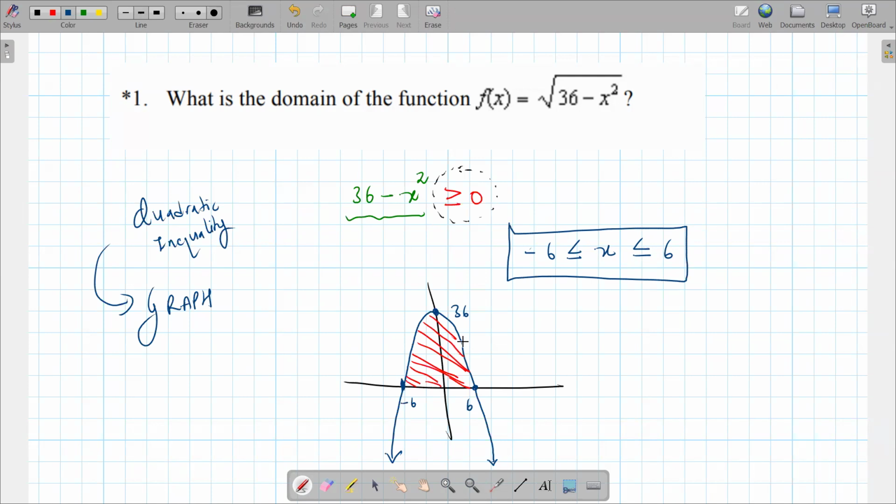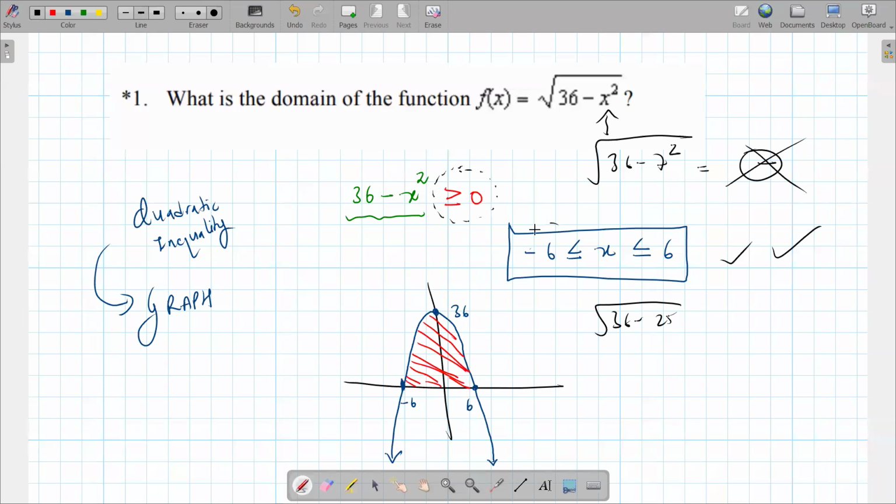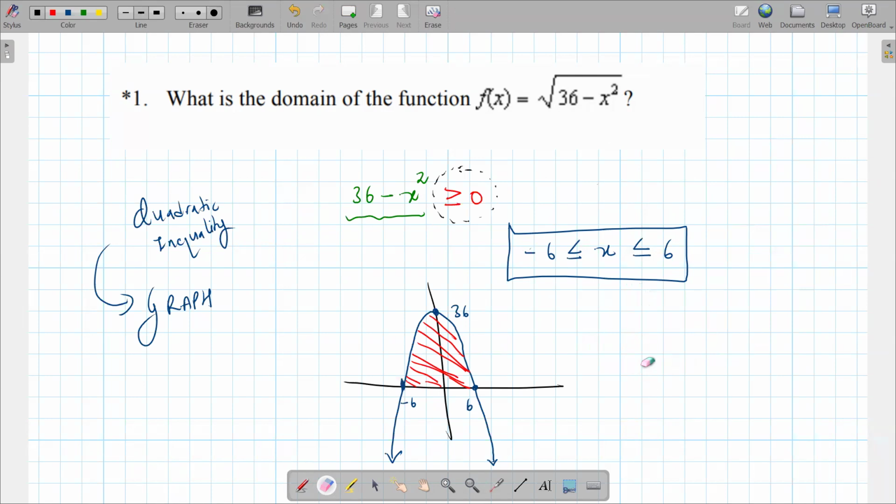Now you can check your answer, right? So let's say I plug in a 7 there. 36 minus 7 squared is going to give me a negative. So 7 is not good. What about 5? Is 5 good? 5 is good. Yeah, so we're good. You can just put in a couple of numbers in here to see whether or not this is true. Turns out it is true. So that's how you can deduce the domain of a function. Okay? Transformation is not always going to work.